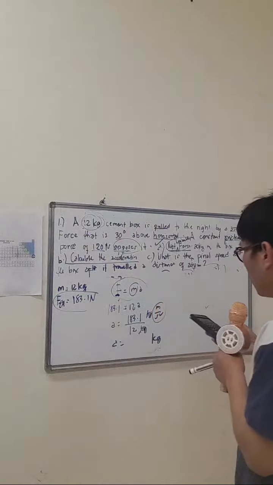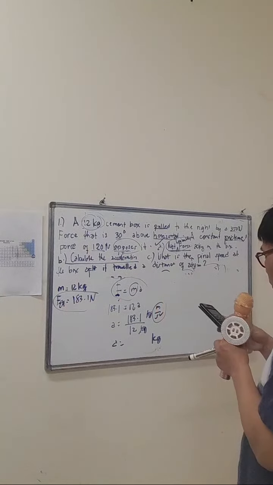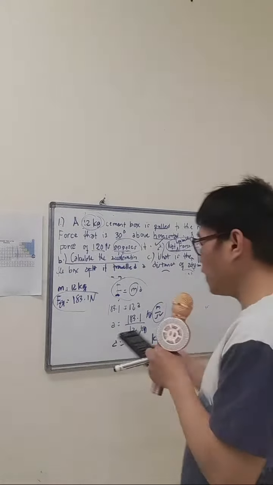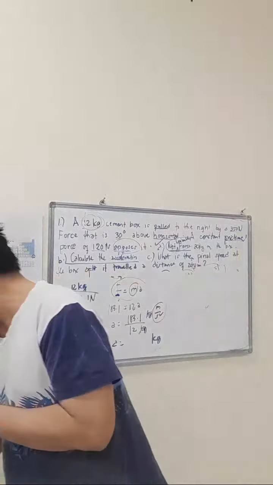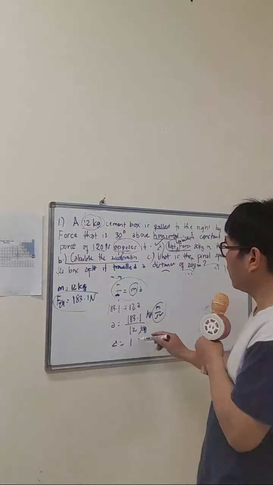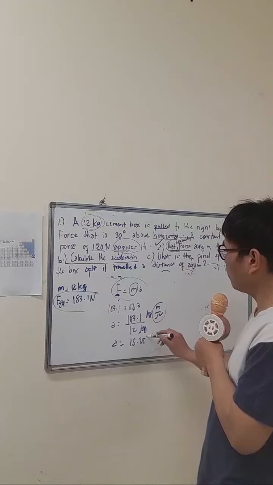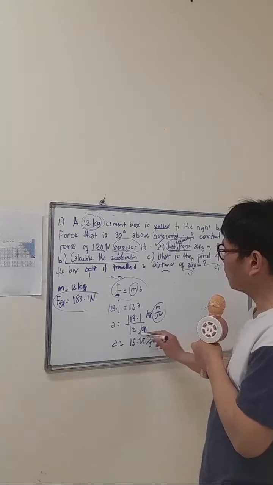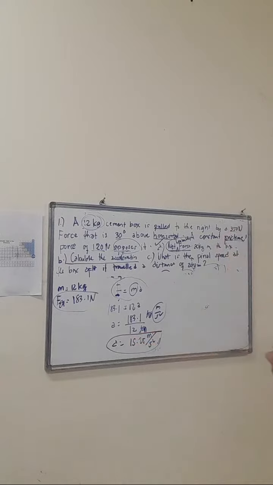Okay. So, 183.1 divided by 12 is equal to 15.25, which is your acceleration. 15.25 meters per second squared. Like that, we get the acceleration.